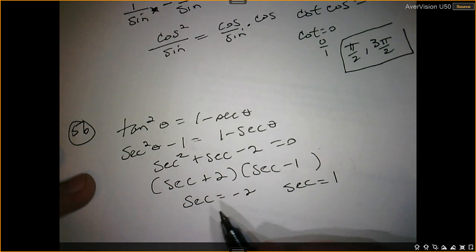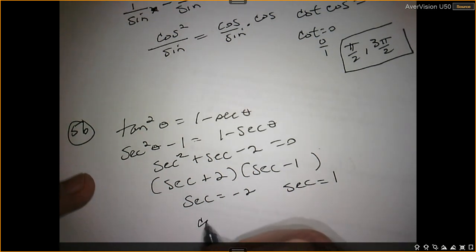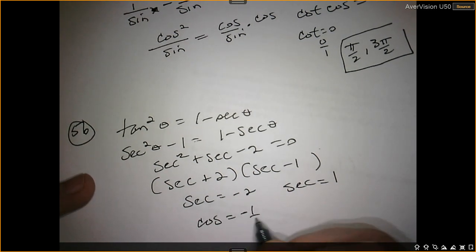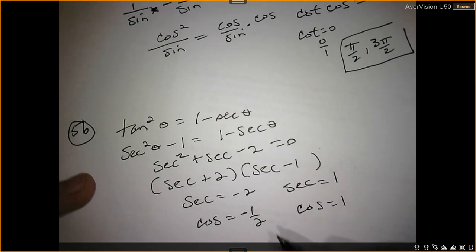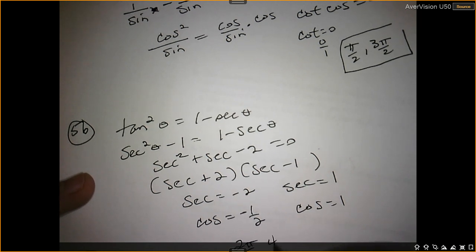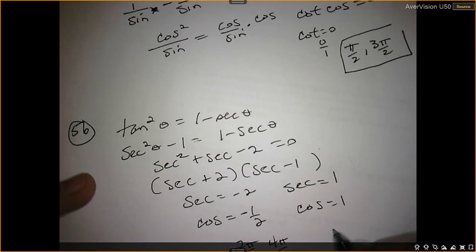But that's not on the unit circle, so it has to be cosine. So cosine, you want to flip it, so negative 1/2. And then cosine of 1 flipped is just the same thing. So where is it negative 1/2? Well, it's at 2 pi thirds and 4 pi thirds. And cosine is 1 at 0.